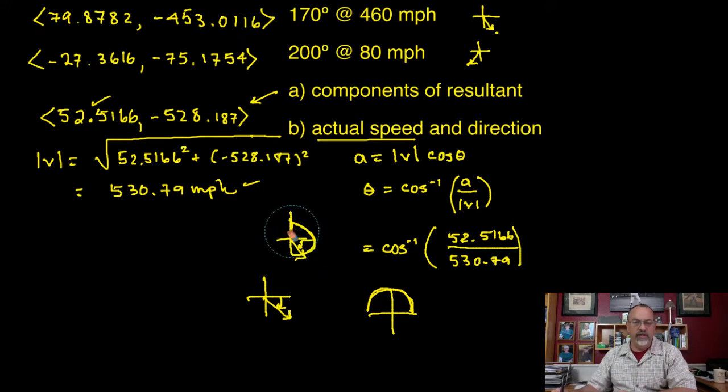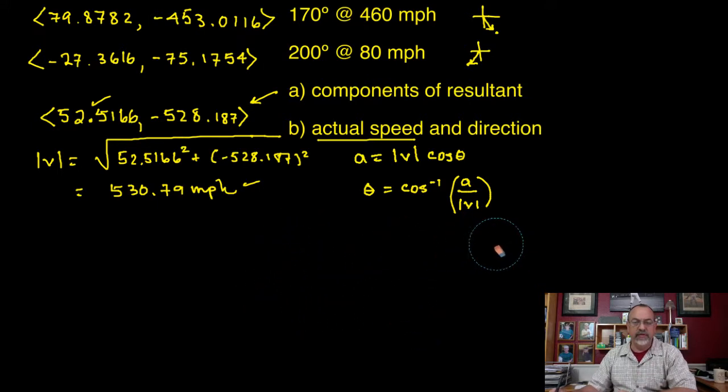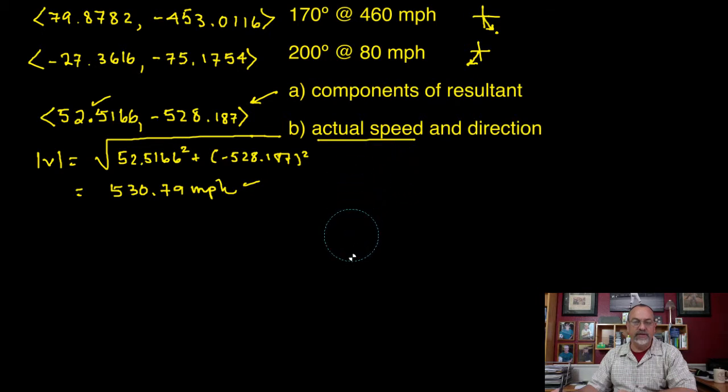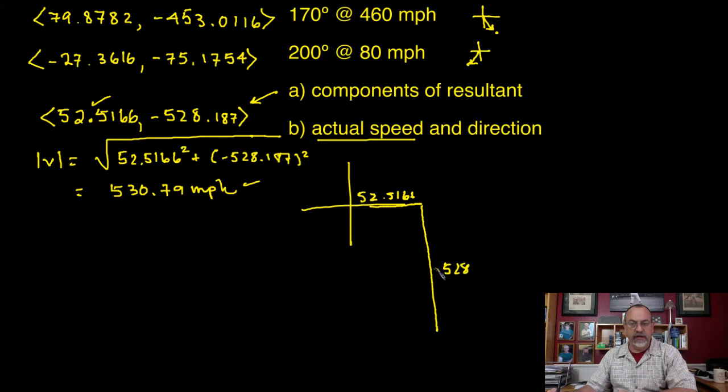There's one other way to do this, and I think this is probably the easier of the three ways, and that is to use just a little bit of trigonometry. Meaning, if we take the components, which we now know, if we go right 52 point, why do I keep writing 55? If we just plot this point, so this is going to be 52.5166 going this way, and then we go down negative 528.187.